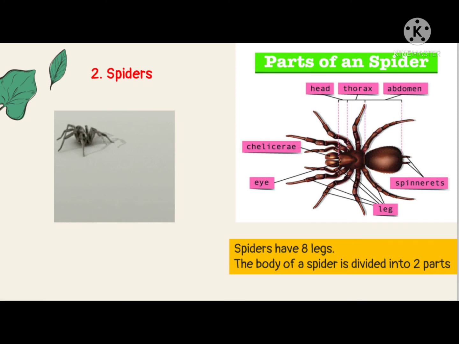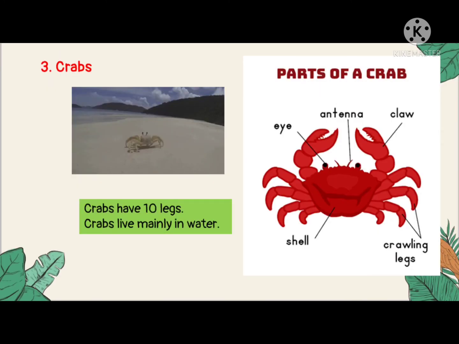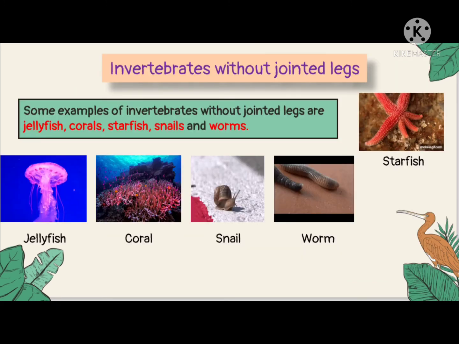2. Spiders. 3. Crabs, which have 10 legs and live mainly in water. And then invertebrates without joint legs. Some examples of invertebrates without joint legs are jellyfish, corals, starfish, snails, and worms.